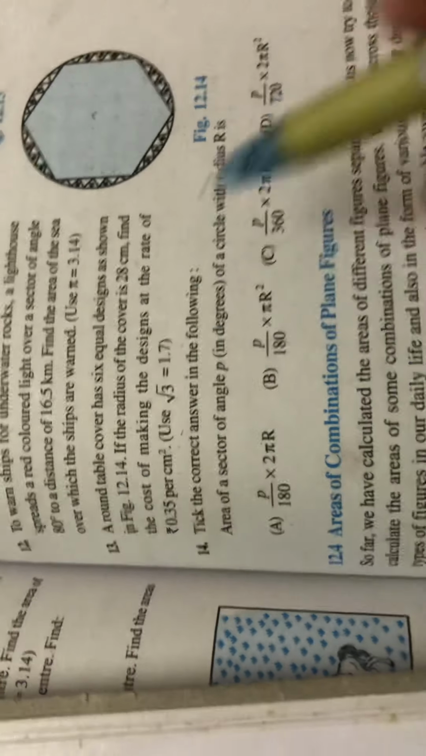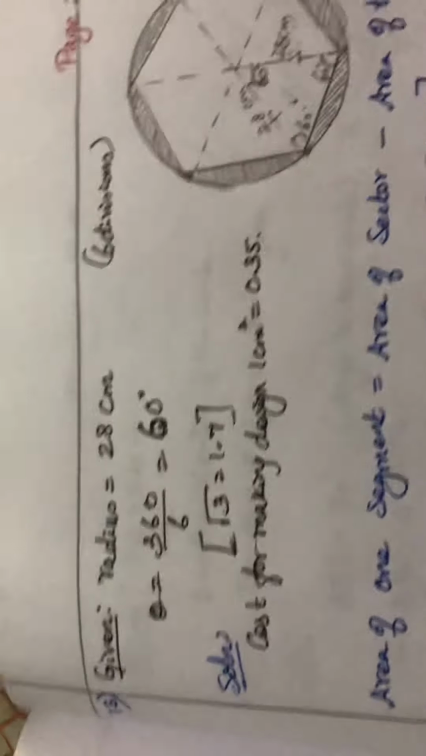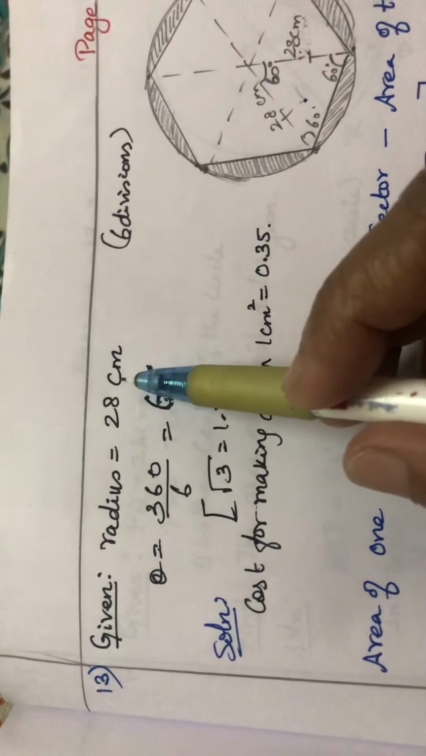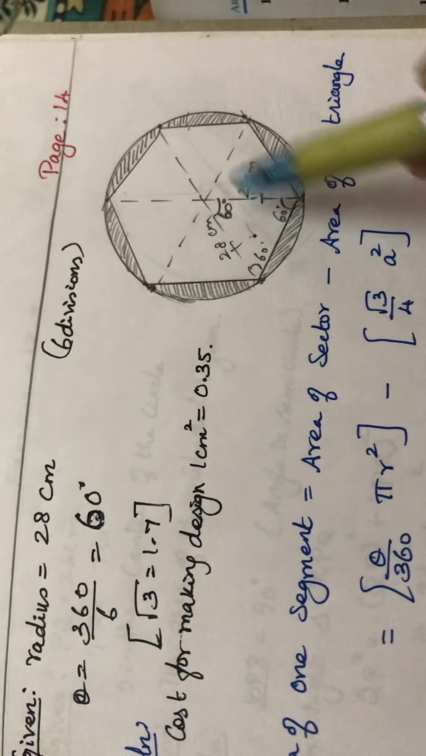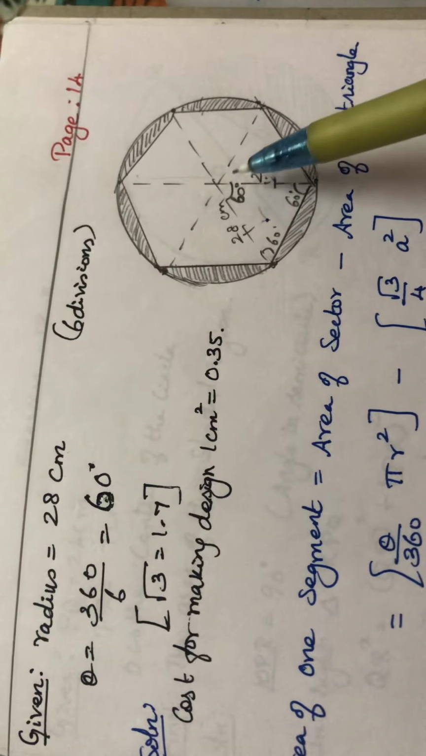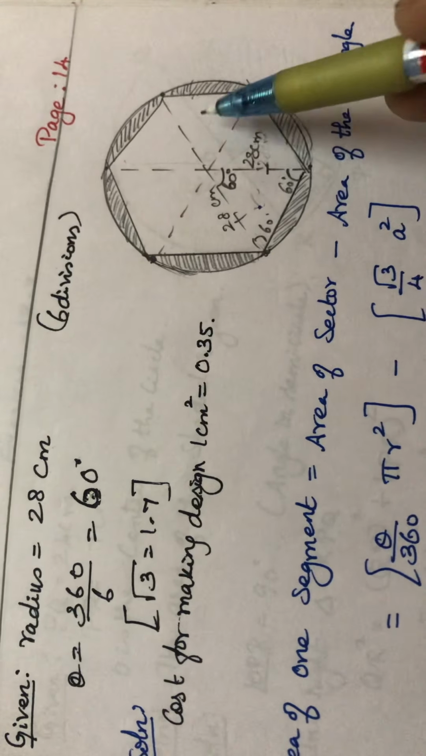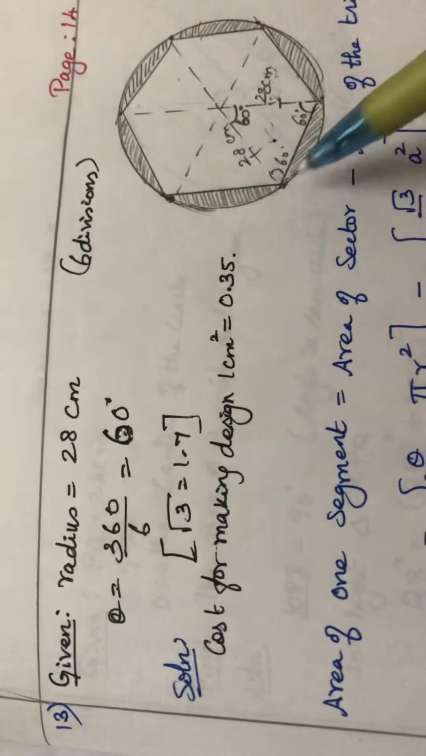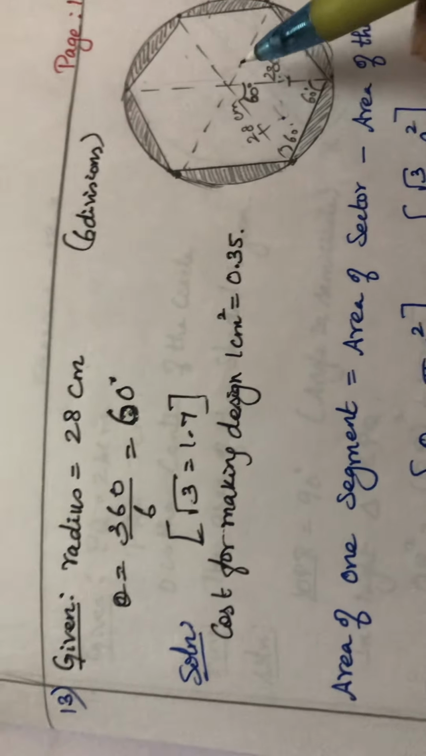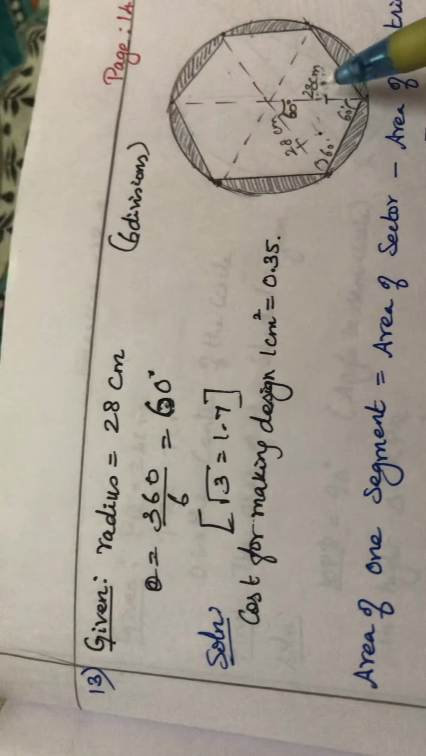Use pi as 22 by 7, use root 3 is equal to 1.7, it is given. So what are the informations given? Radius of the circle is given as 28 centimeter, and this design, when I am connecting all the diameters, I am getting 3 diameters, so I have 6 sectors, 1 2 3 4 5 6 sectors. So if I have divided this with the sectors, I am having 6 sectors. That is what equal designs are shown in the figure.